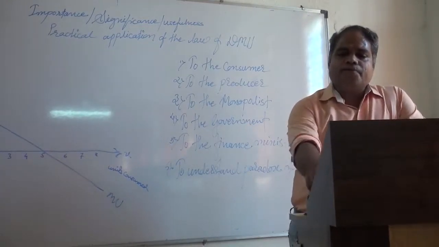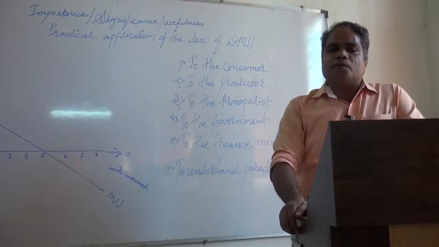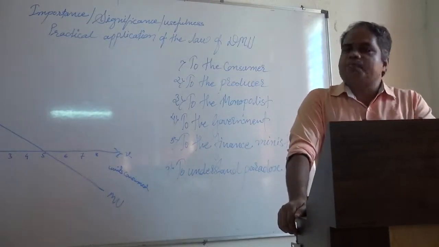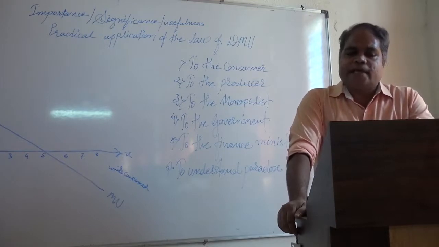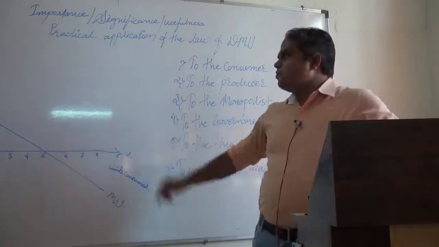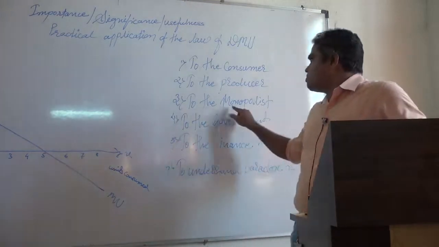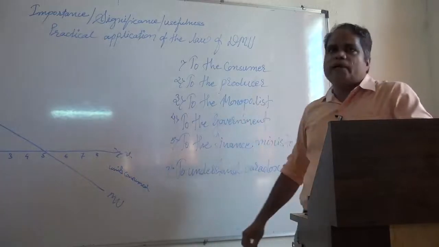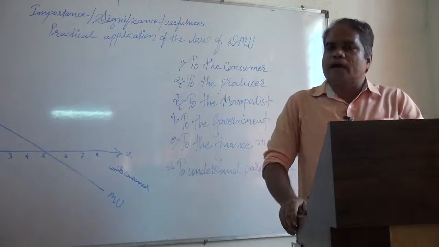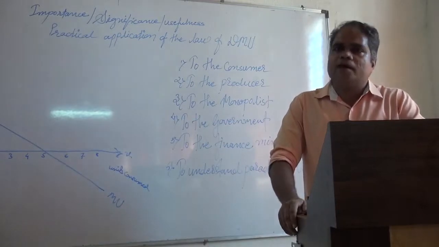So the law of diminishing marginal utility helps the monopolist to practice price discrimination, that is, charging different prices to different consumers for the same product. The law of diminishing marginal utility also helps the monopolist, meaning the seller who has complete control over product supply and the price of the product.